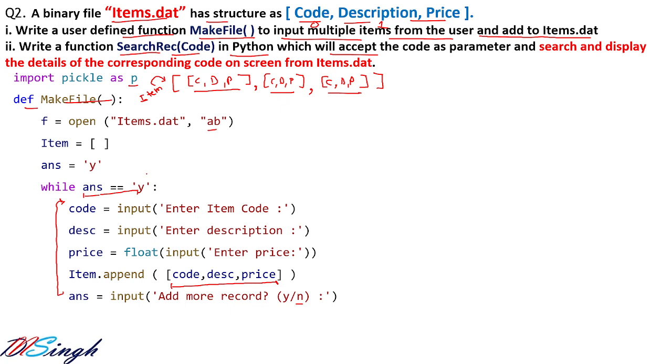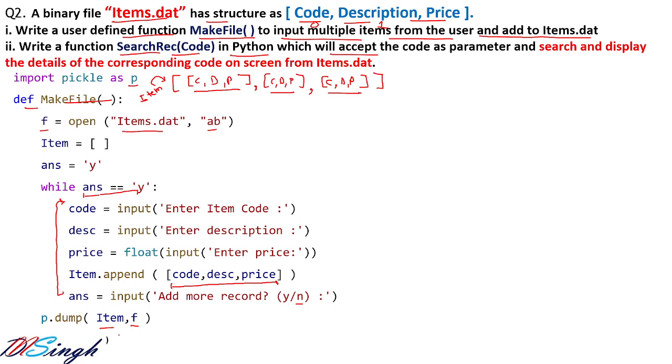Now our job is to dump that items list inside the file called items.dat. For that purpose, we are going to use one function called dump, which takes the object to be written and the file handle. So our file handle is f, and this record is inside the items file. Now our writing job is over. Now we want to close the file handle. So we have closed the file handle. That's it. Our one function is ready, that is make file.